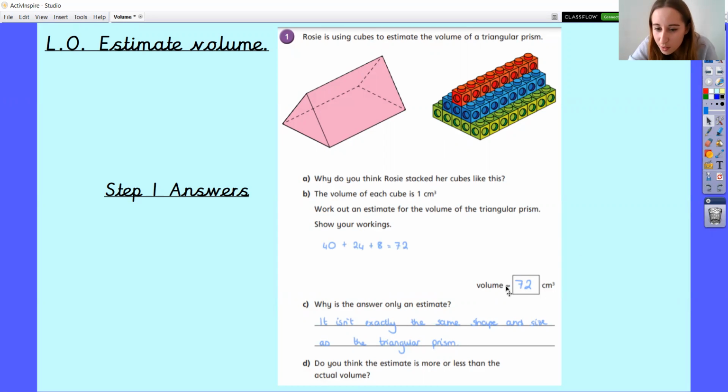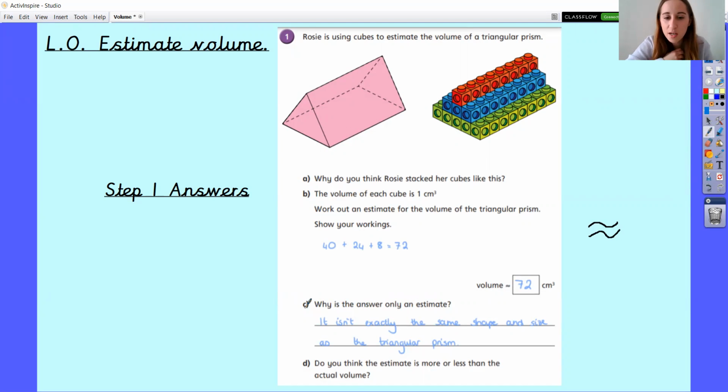And what they've used here is they've said volume, and it doesn't say volume equals 72 centimetres cubed. They've used something like an equal sign. I don't know if I can draw a bigger one for you, with wiggly lines. And that means it's roughly, it's an estimate, yeah? Because it's not going to be exactly 72 centimetres cubed, but we think it's roughly there.